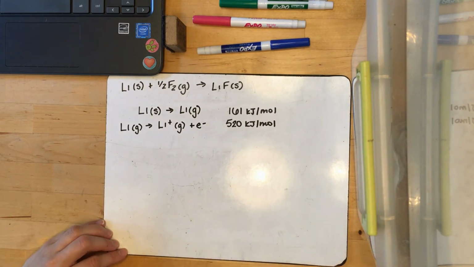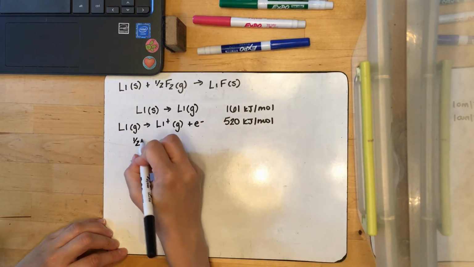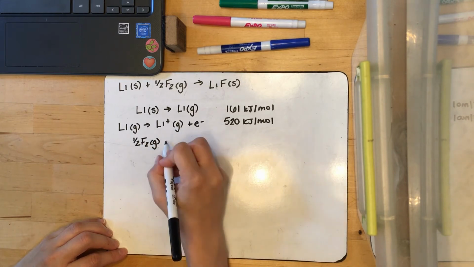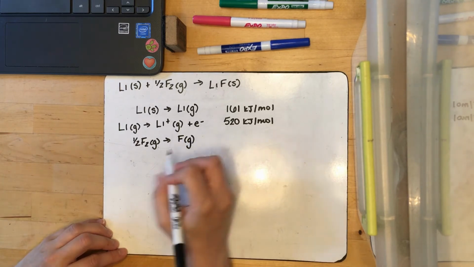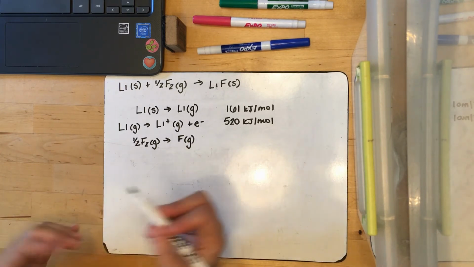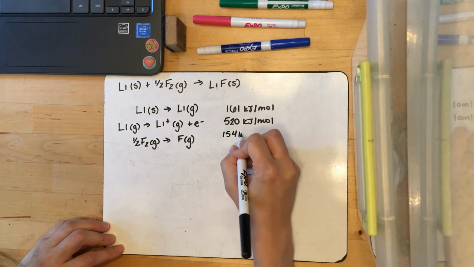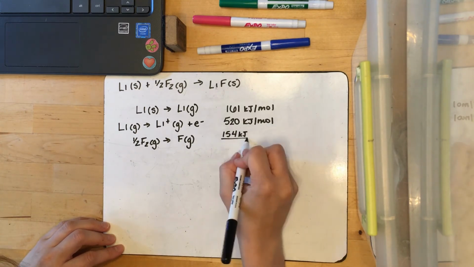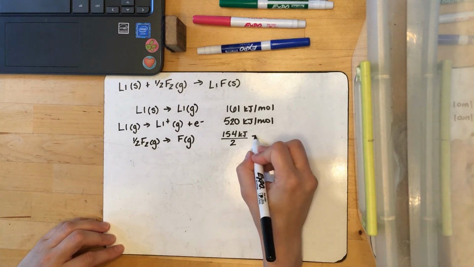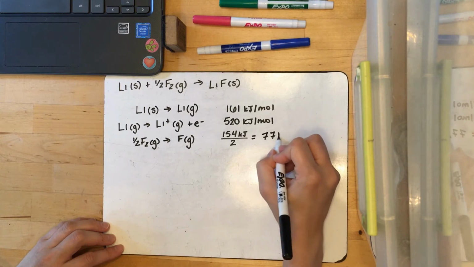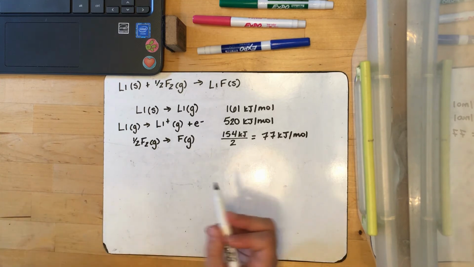Next, we have to break the bond in F2. We have our 1/2 F2. We only want one of them, and we want it to be single. The bond energy of F2 is 154 kilojoules, but we have this half. We want to get rid of that, so we divide by 2, which gives us 77 kilojoules per mole of single fluorine produced.